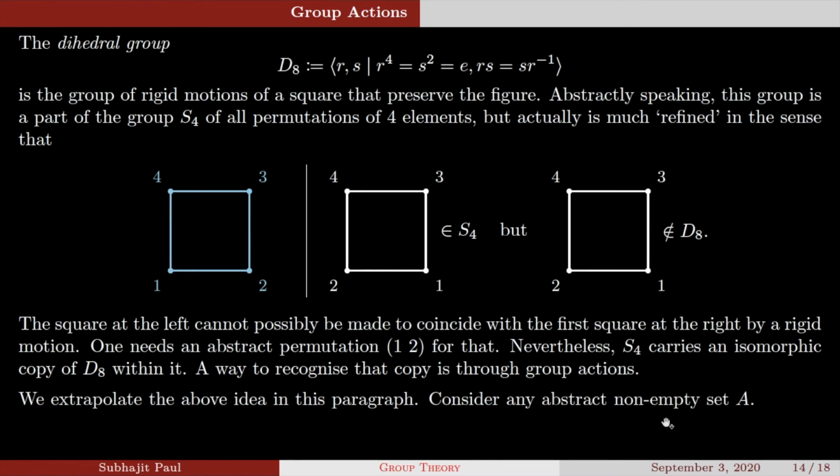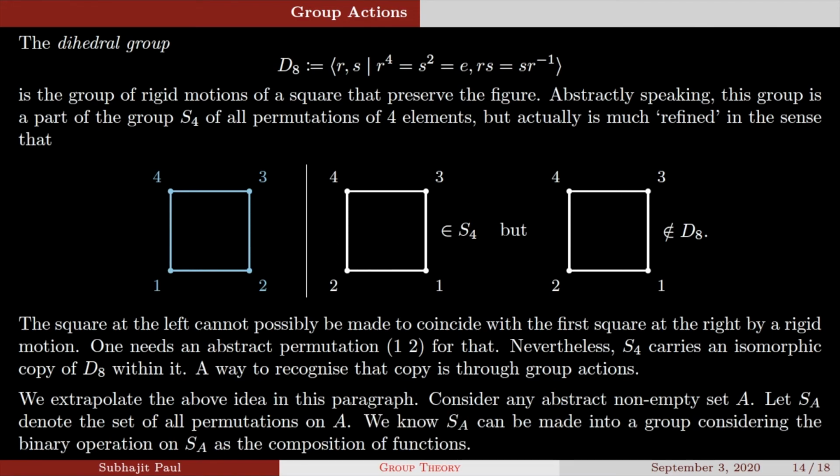Consider any abstract non-empty set A. Let SA denote the set of all permutations on A. So A is any abstract set, and you try to build the analogy. A is the set 1, 2, 3, 4. Then SA is your S4. A is not S4. A is the set 1, 2, 3, 4. Then SA denotes the set of all permutations on A. This SA is my S4. Mind it, we know that SA can be made into a group, considering the binary operation on SA as the composition of functions.